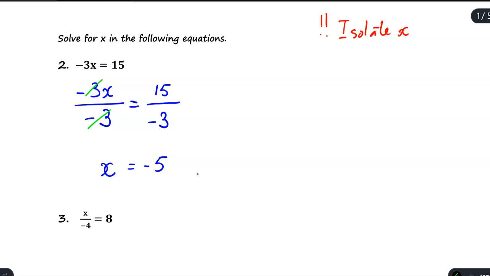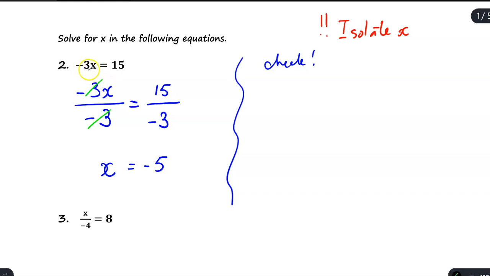So we can check, right? You can always check to see if you've done it correctly. This is very simple to check. We can even do this in our head. But the simple question here is to apply the concept that you have to somehow get rid of the negative 3 in front of x.